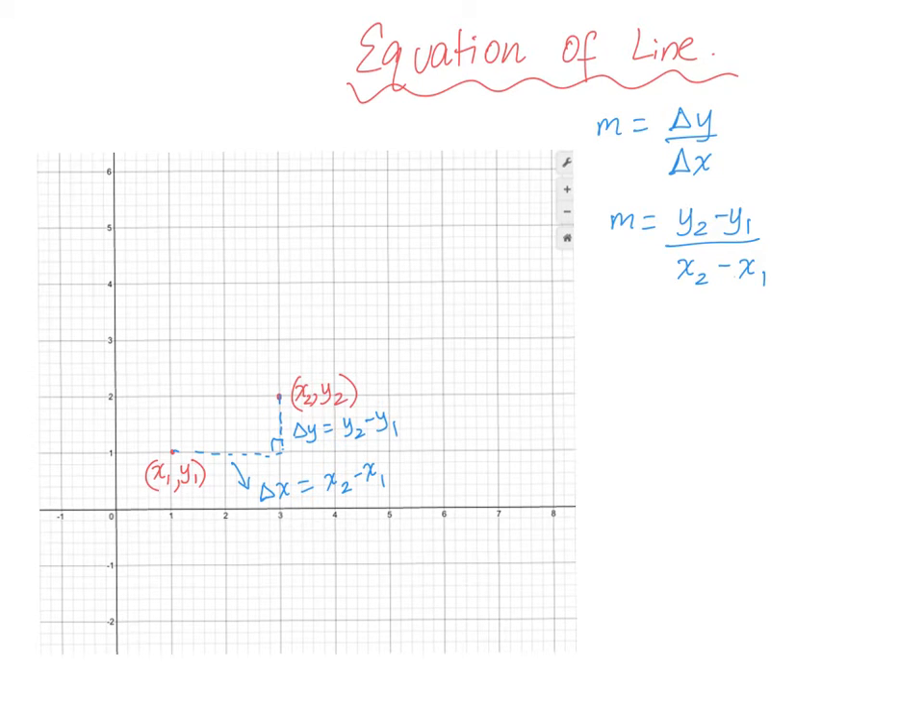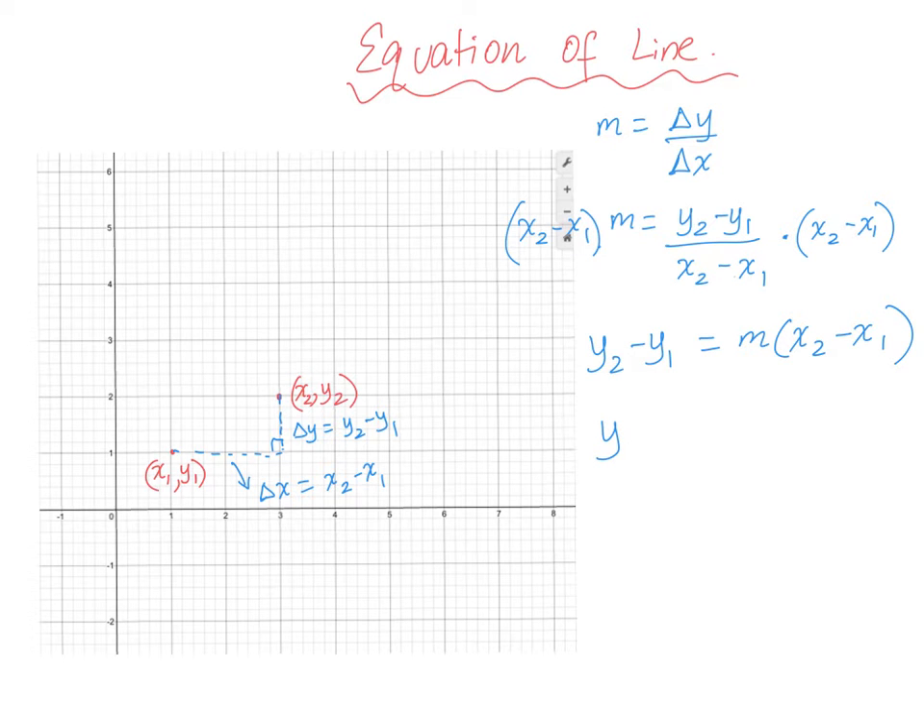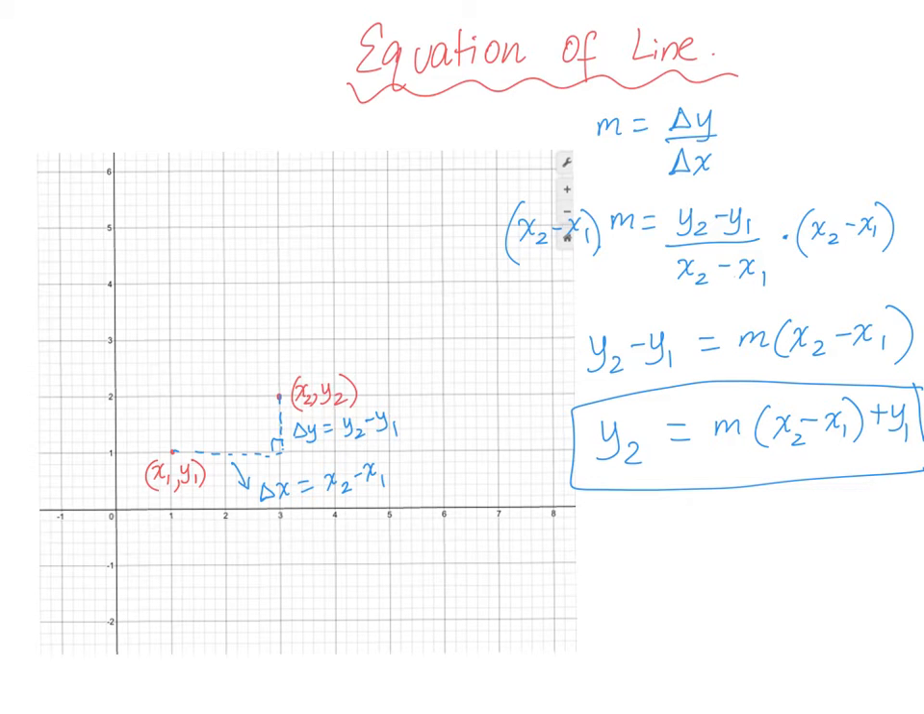So let's cross multiply both sides by x2 minus x1. So we end up getting y2 minus y1 is equal to m times x2 minus x1. Now we made y2 the subject. We'll get m times x2 minus x1 plus y1. So this gives us our first step to writing an equation.